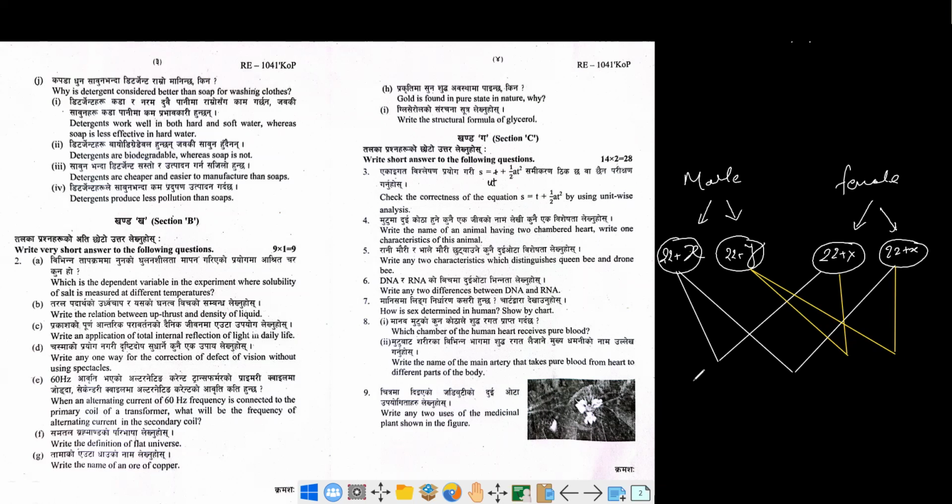Okay, so this is 44 plus double X. This is again 44 plus double X plus double X. This is 44 plus XY. This is 44 plus XY. So this is perfect, perfect, son, son. So from here we also can justify father.